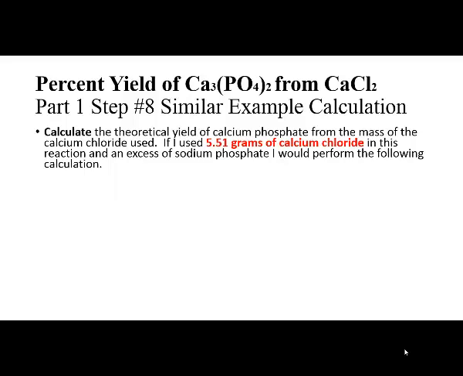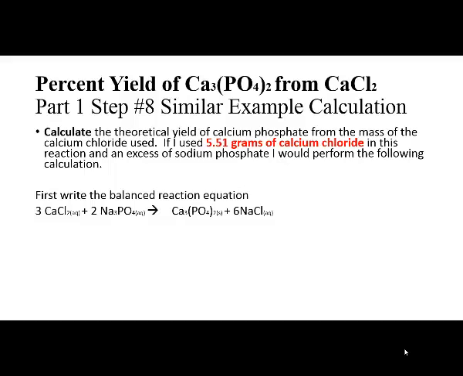Now, the very first step for this type of problem is I need to write the reaction equation. And then I need to make sure it's a balanced reaction equation. Now, I've helped you with this because in the laboratory handout, we were told that we had 3 moles of calcium chloride reacting with 2 moles of sodium phosphate to yield 1 mole of calcium phosphate and 6 moles of sodium chloride. Now, if we use 5.51 grams of calcium chloride, we can do a stoichiometry calculation to predict how much of my calcium phosphate would form, assuming this was my limiting reagent that we began with.